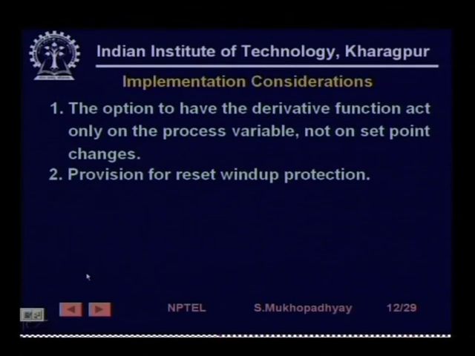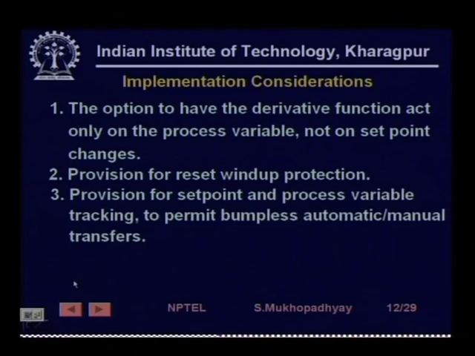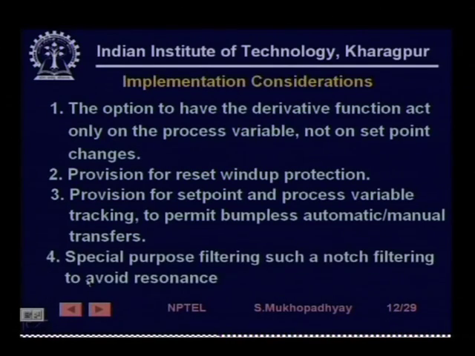You need to provide provision for reset wind-up protection, this we have discussed in detail. You need to provide bumpless auto manual transfer, this also we have discussed. Apart from that, in a controller there are different kinds of filters which are used. One filter is to limit derivatives. You could also use special purpose filters not to excite certain modes of a process which are very oscillatory.